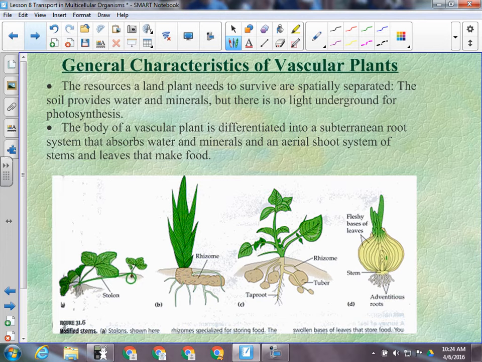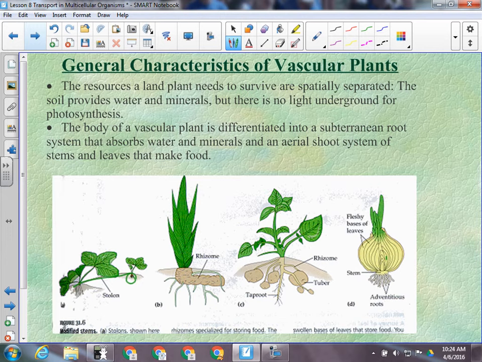Now, obviously things with starch in them are a little bit more bitter. But there's also other ways to store energy, and that is in the base of the leaves. So things like onions. Onions tend to be a little sweeter because they don't store it as starch, they store the energy as sugar, right?